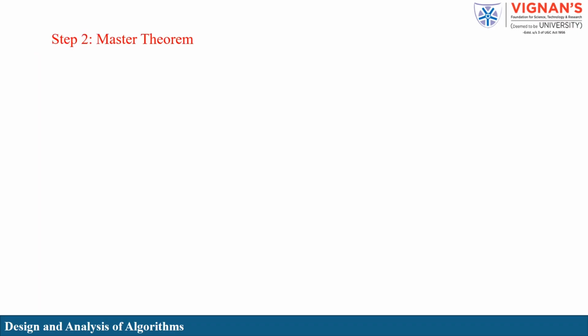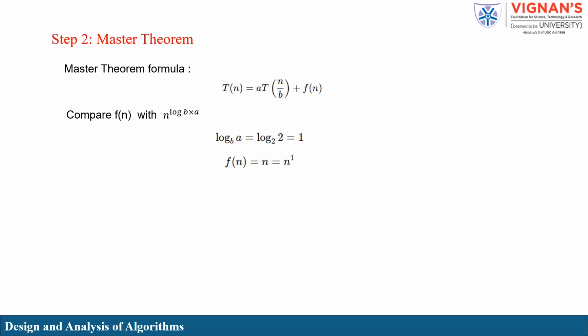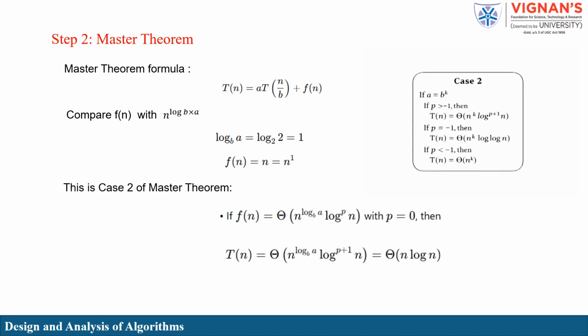In this presentation, we will understand case 2 of the master theorem, which is used to analyze the time complexity of divide and conquer algorithms. The master theorem is used to solve recurrence relations of the form T(n) = aT(n/b) + f(n), where we compare the function f(n) with n raised to the power log base b of a. This example falls under case 2 of the master theorem, where the function f(n) is equal to Θ(n log n). In such cases, the overall time complexity becomes Θ(n log n).